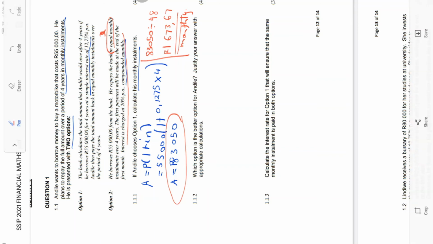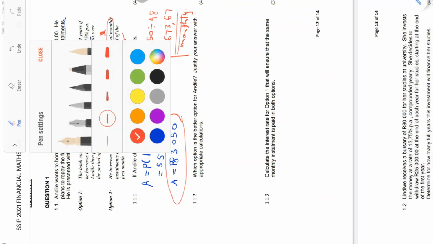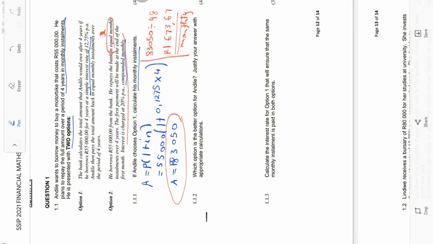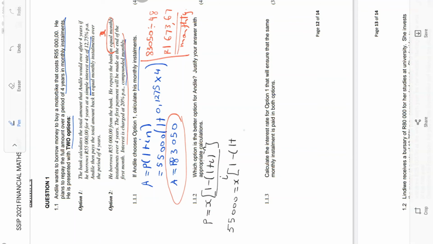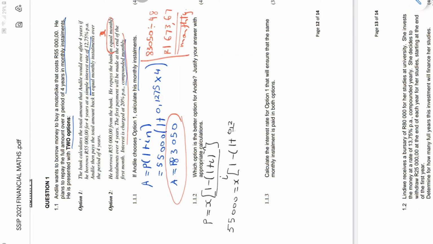It's a loan, so we are dealing with a present value formula. So that means we use our formula P equal to x square brackets 1 minus curved brackets 1 plus i to the power negative n, close the square over i. The loan is 55,000 equals x into 1 minus brackets 1 plus the interest rate compounded, which is 20% divided by 12, to the power of negative 48 months, close square, over 0.2 divided by 12.